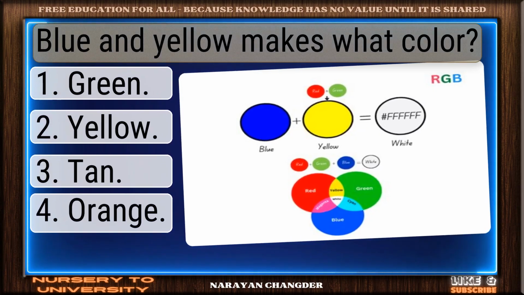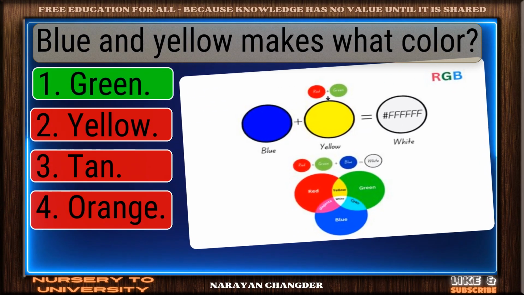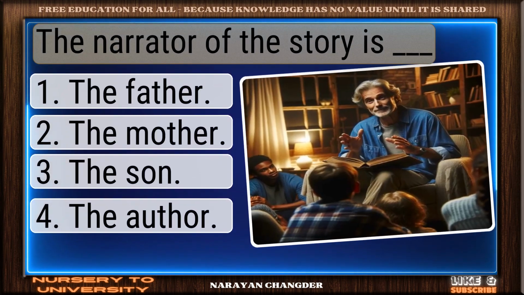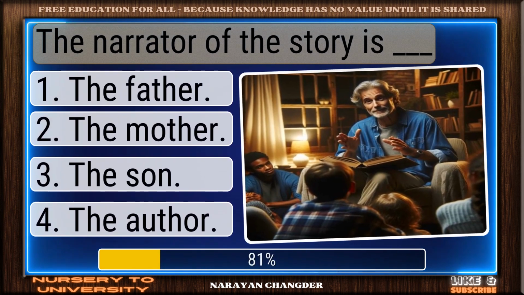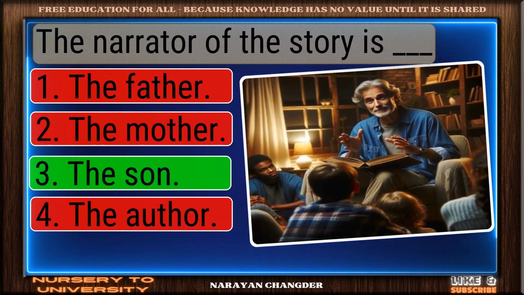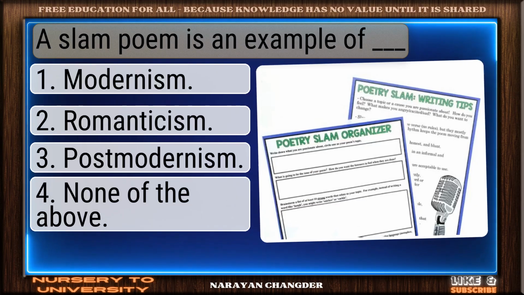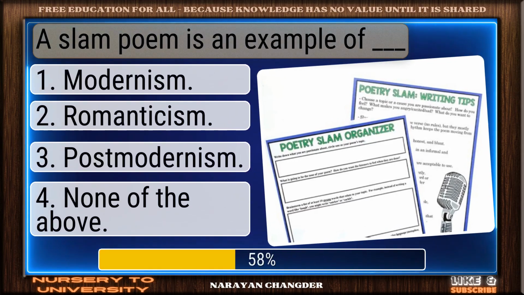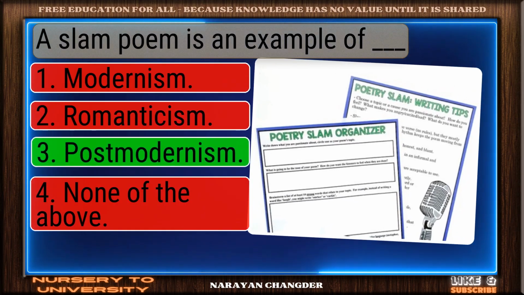Blue and yellow makes what color? Good thinking. Green is the right answer. The narrator of the story is dash. Good job. Your answer, the sun, works well here. A slam poem is an example of dash. Excellent. Postmodernism is a brilliant choice.